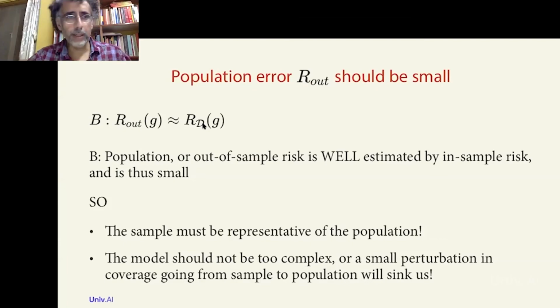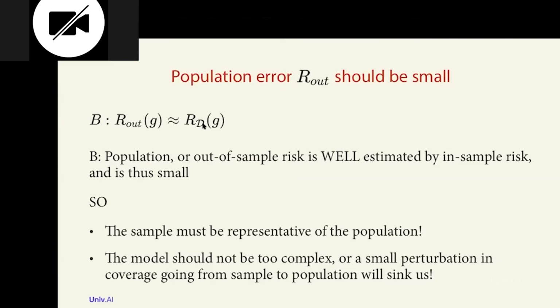Hello? Anybody? That will be overfitting, I guess. Yeah, it would be overfitting. The error is much larger, which means that any attempt at generalization has gone bad because my error has become extremely large. My polynomial has gone off somewhere towards infinity, right? Yes, the model should not be too complex, or a small perturbation in coverage going from the sample to population will sink us. Okay, so let's do this.